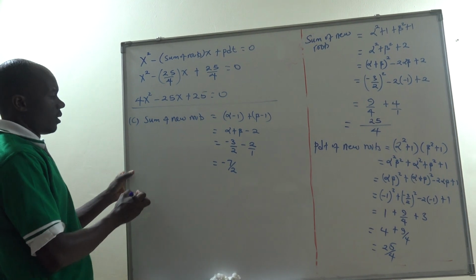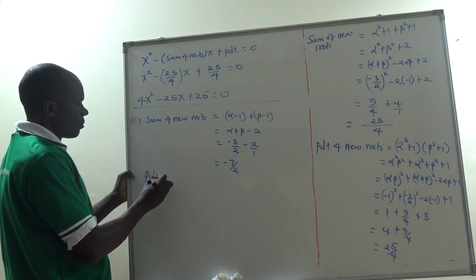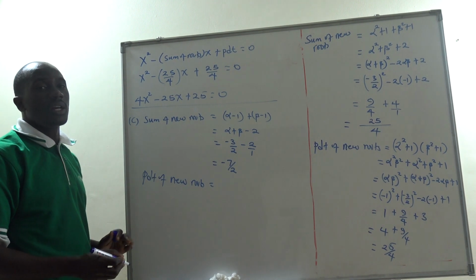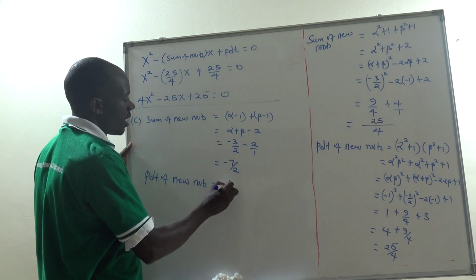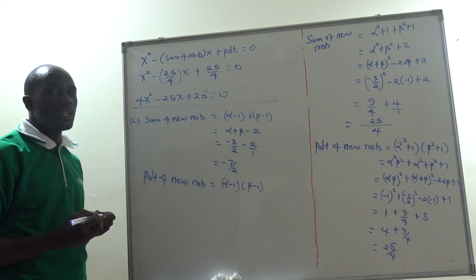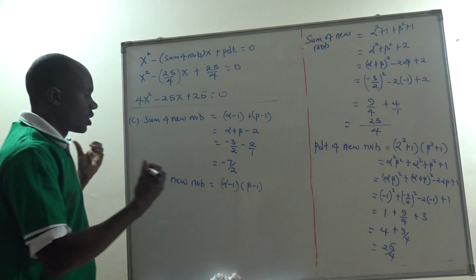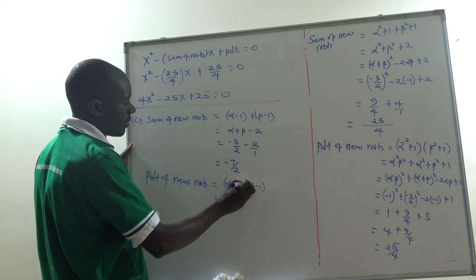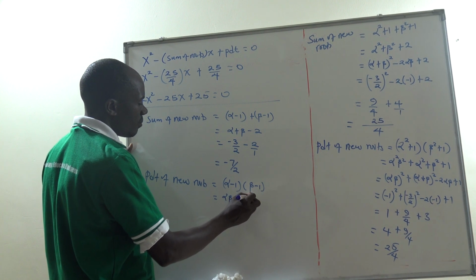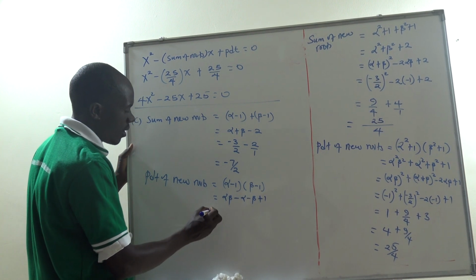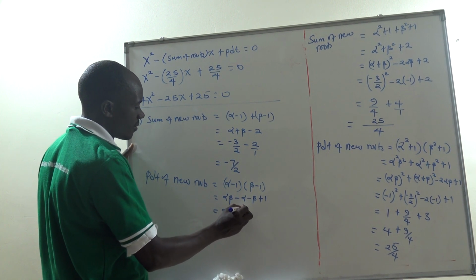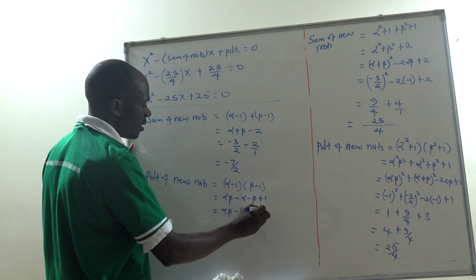Then we also get the product of the new roots. Product of new roots, it is automatically going to multiply the two. It will be alpha minus 1 into beta minus 1. So we are using layman's understanding. How do we expand this? This one is going to become alpha times beta. You're going to have alpha beta minus alpha minus beta, then plus 1. So we collect out the negative sign. Alpha beta minus alpha plus beta, then plus 1.